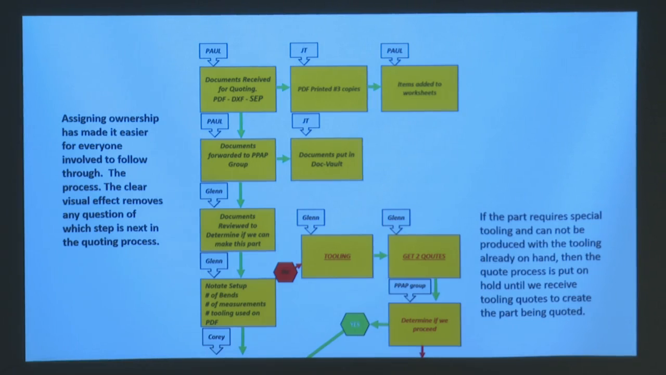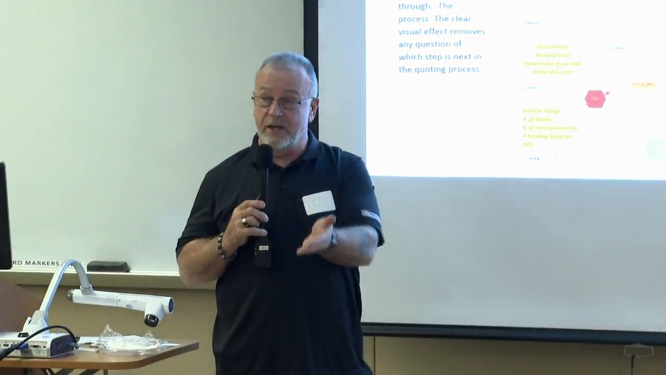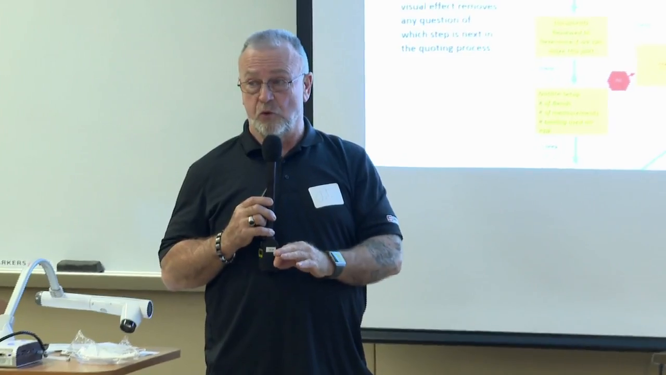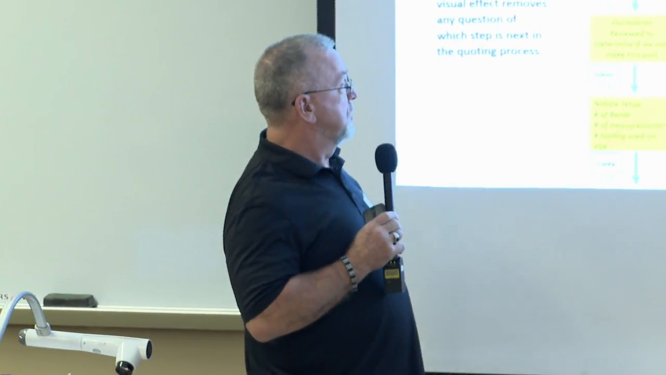From there, Paul forwards the documents to the PPAP team, and from there, it goes to Glenn, who is our process engineer. He reviews the documents, puts them into a CAD program and simulates the bending on our presses just to make sure that the piece is buildable, because sometimes we get an engineer who is way out in left field and it looks good on paper, he drew it really nice, but when it comes to putting it into a press, it's not doable. So Glenn makes a decision on that.